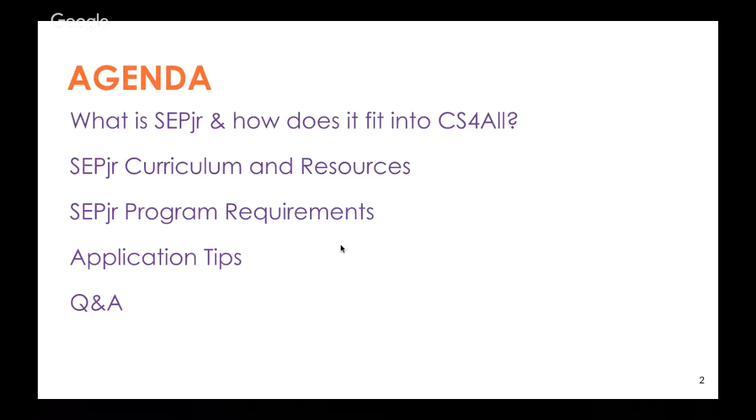Today, the agenda: first we're going to start off with a little bit about what SEPjr is and how it fits into the Computer Science for All initiative here in New York City. Then we'll look at the SEPjr curriculum, content, and resources, and then discuss SEPjr program requirements. These are the requirements and expectations for schools that are applying. Then application tips to help you and your schools in completing the application. And finally, at the end, any questions or answers that I can provide.